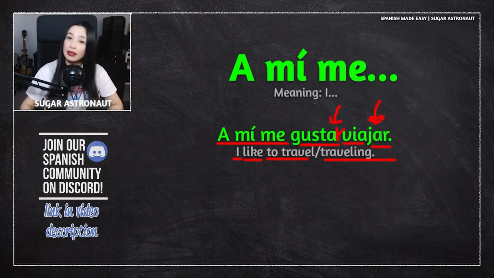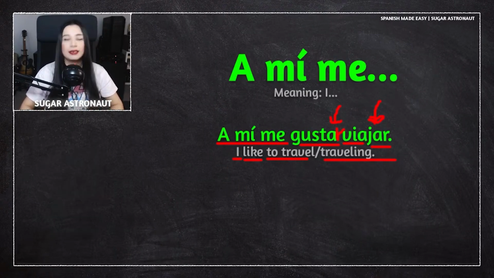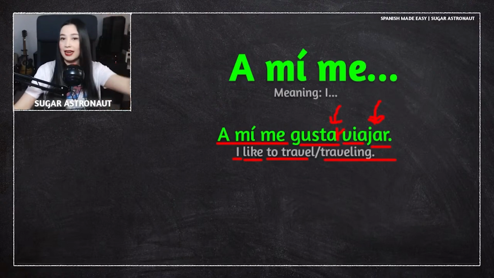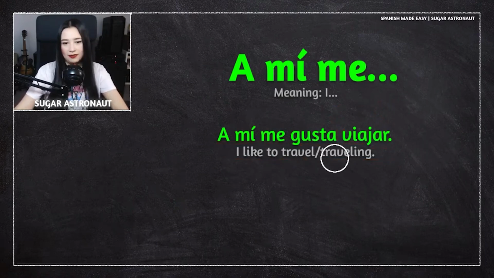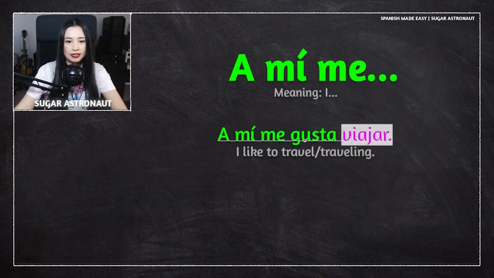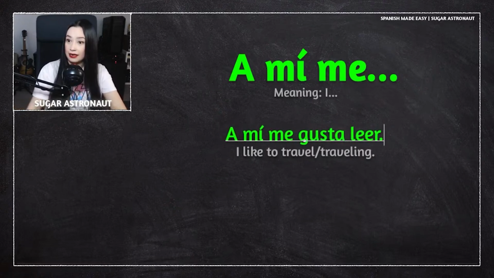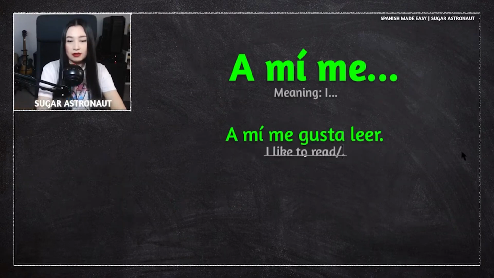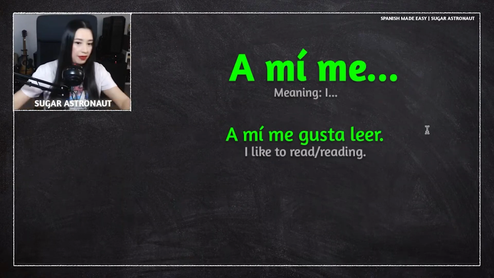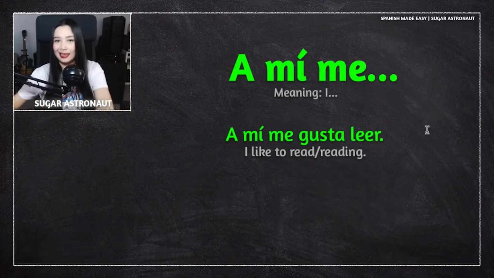I like viajar, traveling. Okay? So very simple, not complicated. A mí me means I, and then if you add gusta, it means I like. Okay? And then you can add whatever other verb you want. I mean, if you like reading, you can say, a mí me gusta leer. Okay? I like to read or reading.